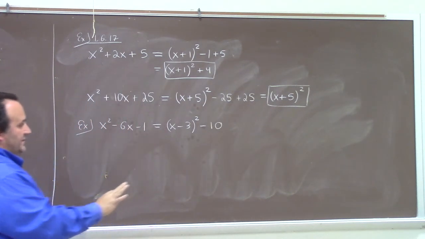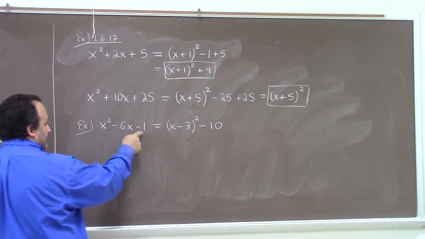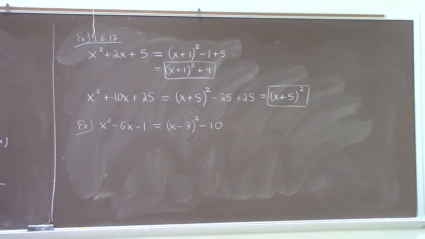At that point, I've completed the square, right? If the question was just to complete the square, I'd be done. But I wanted to actually use completing the square to show you how you can factor something that's not obvious to factor. Could you guys factor this one, x squared minus 6x minus 1? Could you factor that by guessing and checking? I would argue no. And here's why.